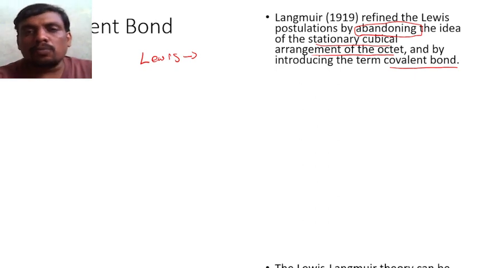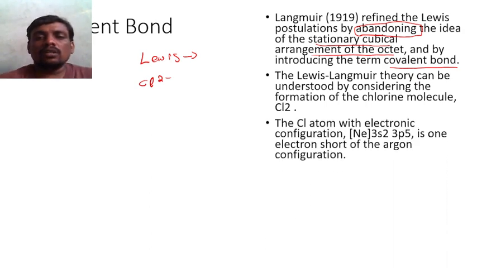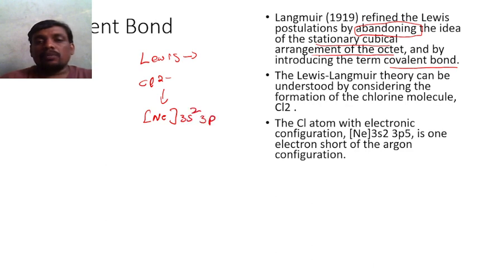What do you mean by covalent bond? The covalent bond was introduced by Langmuir in 1919. The Lewis-Langmuir theory can be understood by considering the formation of the chlorine molecule. He took the example of chlorine; if you carefully see the chlorine atom's electronic configuration, neon plays an important role here. 3s2 and 3p5 will be there, and it is one electron short of the noble gas configuration.